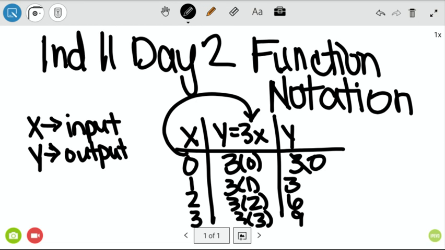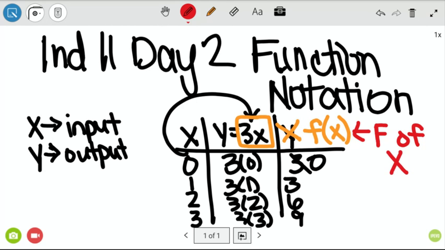So what this did, this right here is what we call a function rule. 3 times x. 3 times the input, and then that gives us an output. If we have a function, instead of saying y, we can actually use this notation f with parentheses x. It's read f of x. So when we say this out loud, we say f of x. So today I'm going to have you guys do some function notation and plugging in values.